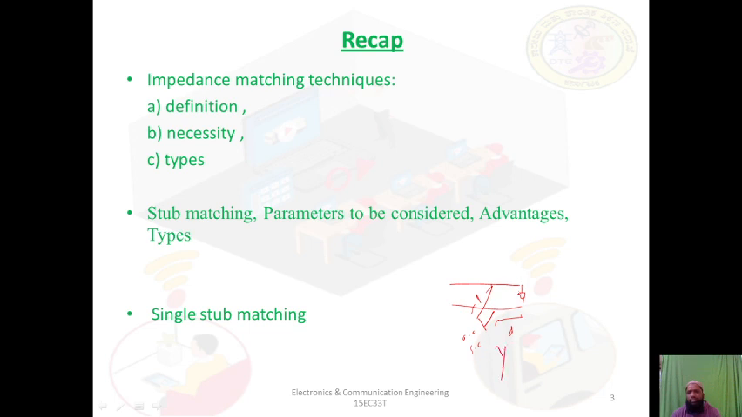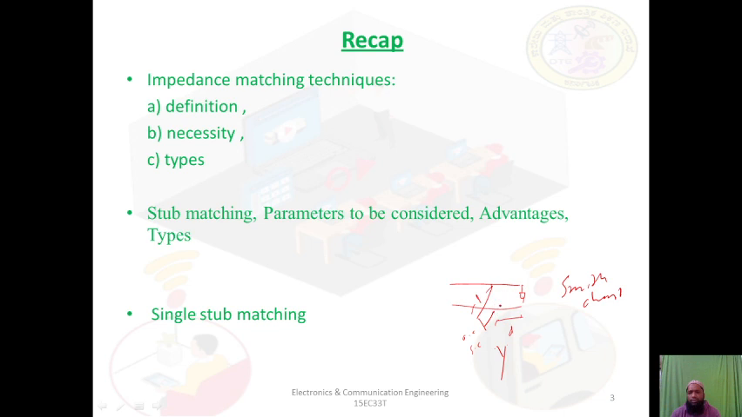The distance at which this stub is to be connected can be calculated using the graphical method called the Smith chart. As we discussed in single stub matching, this is the location of where to connect this stub.